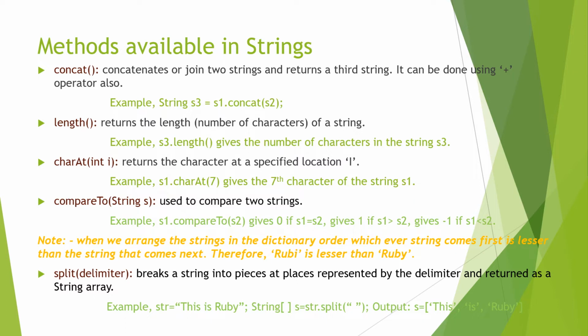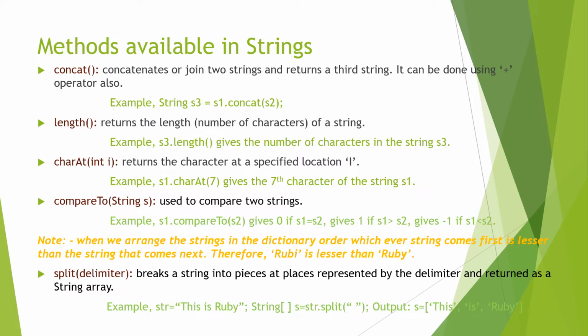Next is the length method. It returns the length, which means the number of characters of a string. For example, s3.length() gives the number of characters in the string s3. So if we take s3 equals to "Ruby", then s3.length() will give us 4, as there are 4 characters in Ruby.